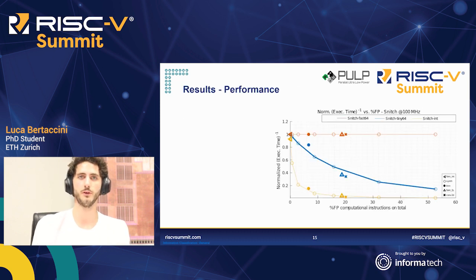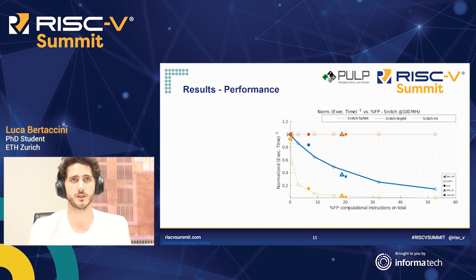We then evaluated the performance of our systems. In blue is highlighted the system formed by Snitch coupled with our Tiny FPU for double precision. We ran these benchmarks both for single and double precision. The trends we found were similar, so today I will show just the double precision case and the results that we got, but I will comment also on the results for single precision.